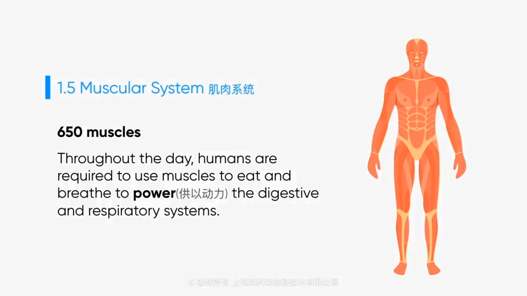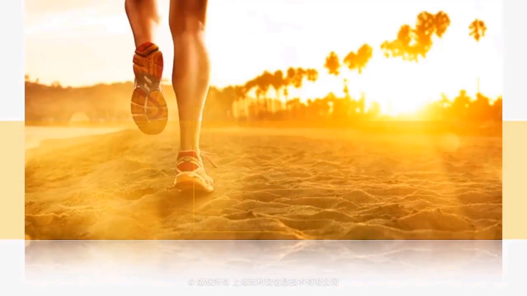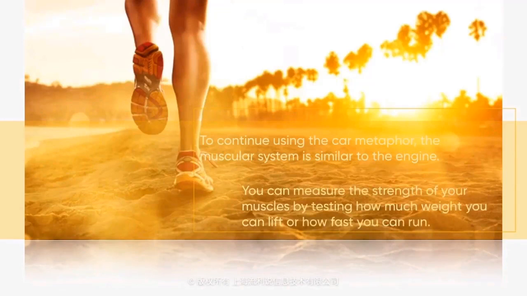To continue using the car metaphor, the muscular system is similar to the engine. It's the only thing that can move you forward, get to places, and perform tasks. You can measure the strength of your muscles by testing how much weight you can lift or how fast you can run. The car can be tested by how much weight it can pull or how fast it can go.